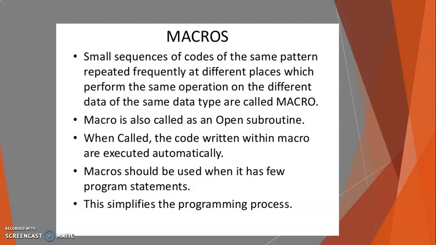Macros are useful over a procedure when the number of instructions is less. When the subprogram contains fewer than 10 instructions, that is when you have to use macros, and it is more efficient in such cases. The assembly directive MACRO is used to define a macro, and the assembly directive ENDM indicates that the body of the macro has ended.